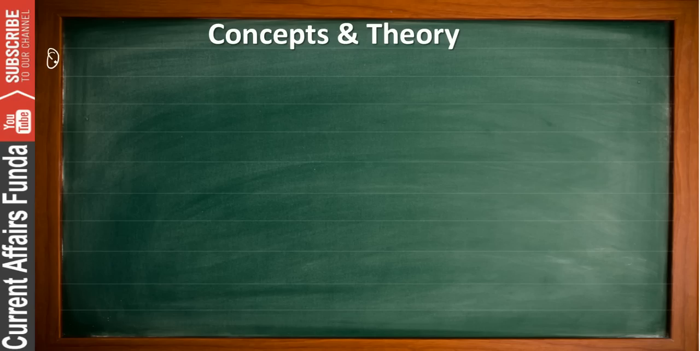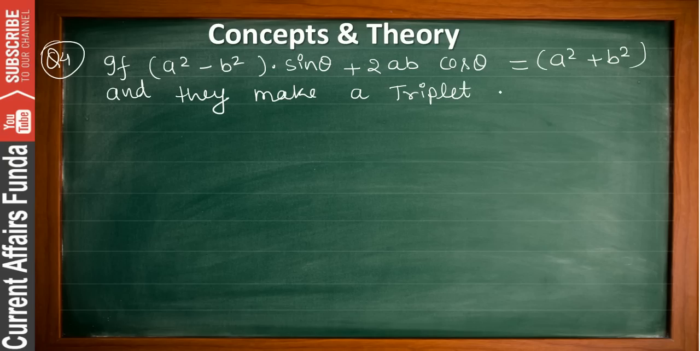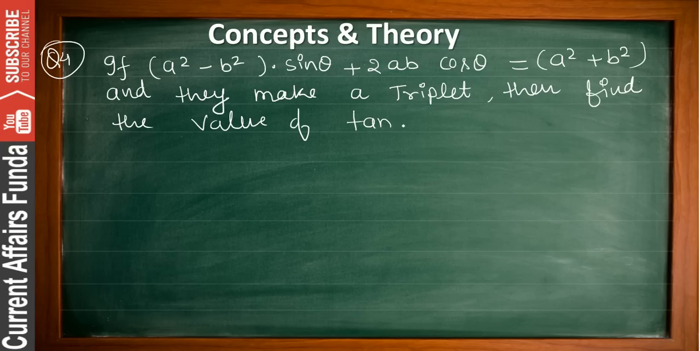Problem number 4 here. See, if a square minus b square sin theta plus 2ab cos theta is equal to a square plus b square, and they make a triplet, then find the value of tan theta. This is the question given, friends.